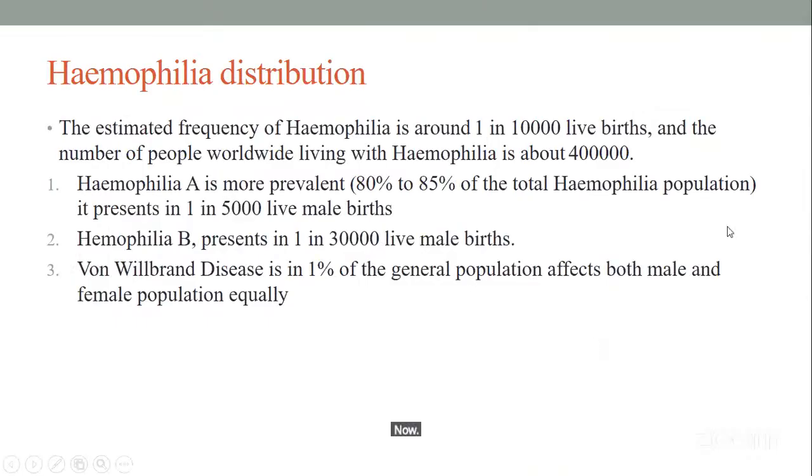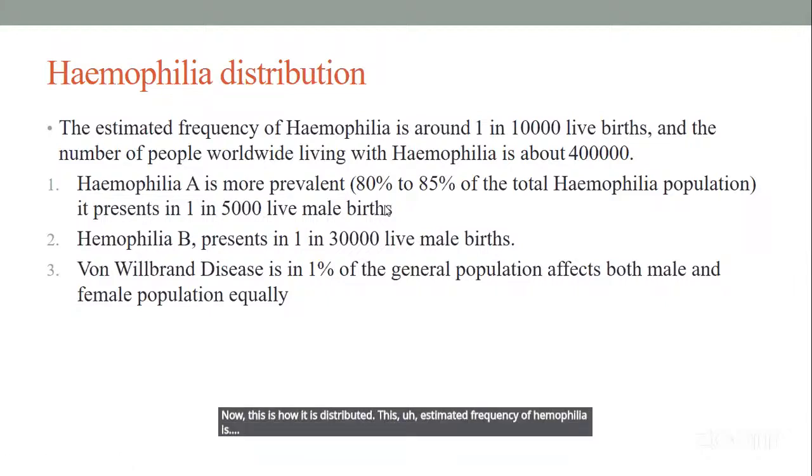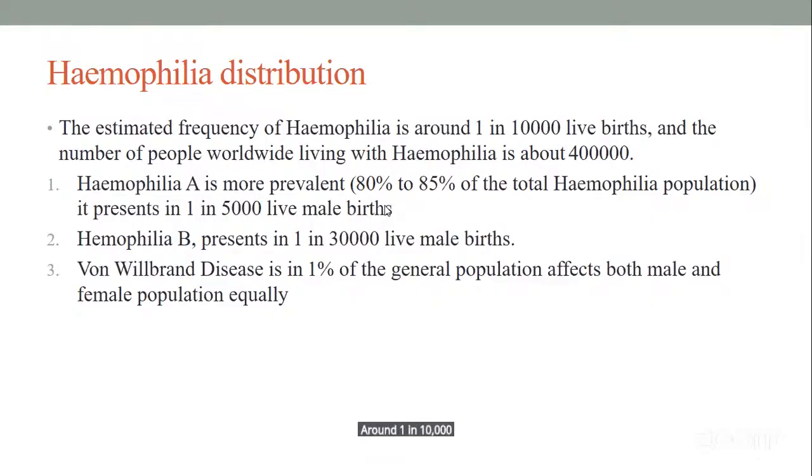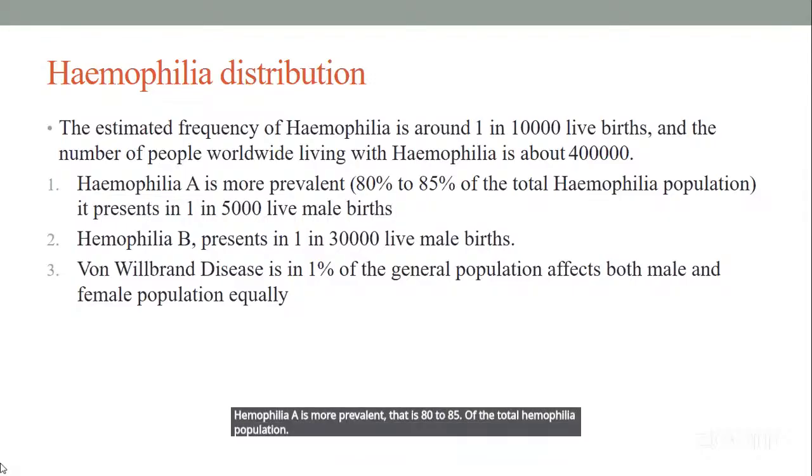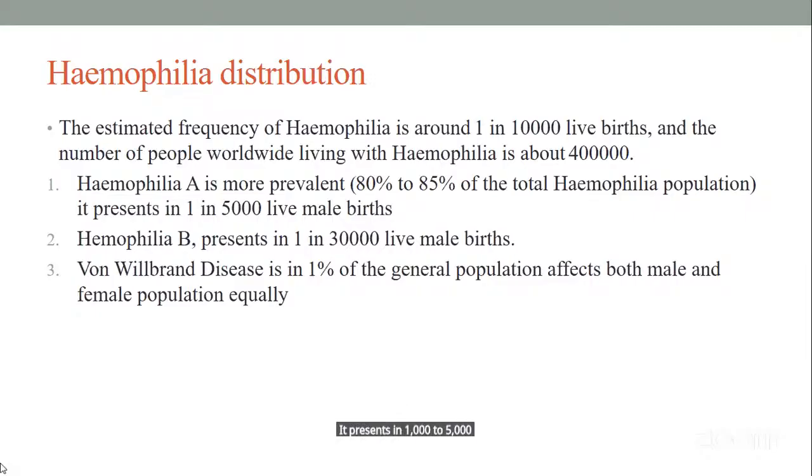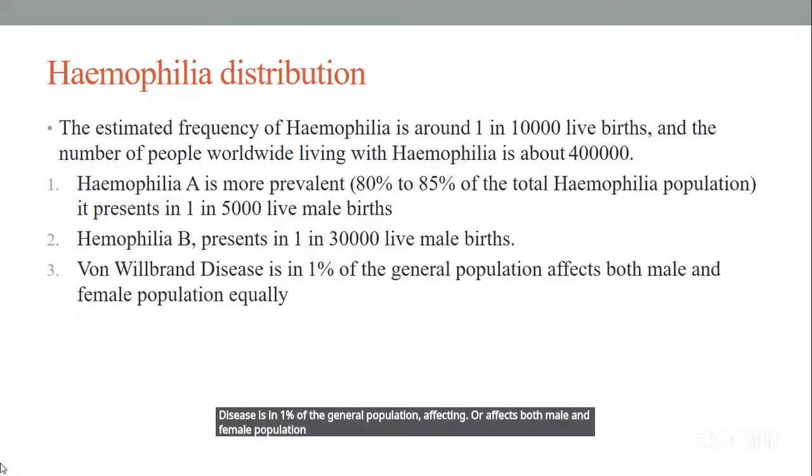Now, this is how it is distributed. The estimated frequency of hemophilia is around 1 in 10,000 live births, and the number of people worldwide living with hemophilia is 400,000. Hemophilia A is more prevalent, 80 to 85% of the total hemophilia population. It presents in 1 in 5,000 live male births. Then we have hemophilia B, 1 in 30,000 male births. Von Willebrand factor disease is in 1% of the general population, affecting both male and female populations equally. Next slide.